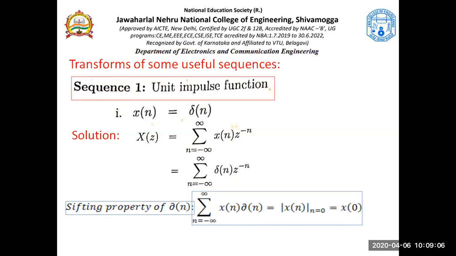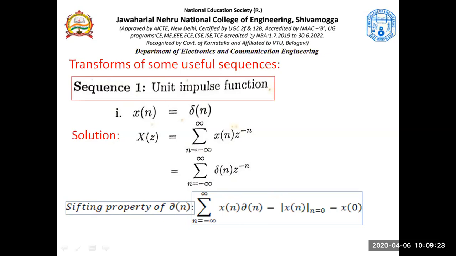Is everybody okay with that? Maybe there are some people who are not aware of what the shifting property is. When we discussed the basic signals, delta of t and delta of n, we came across the properties of the delta function, or the unit impulse function.